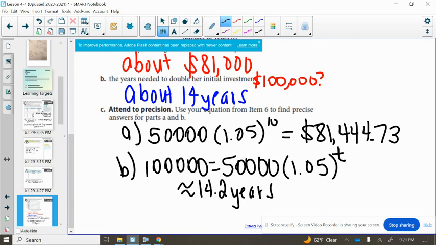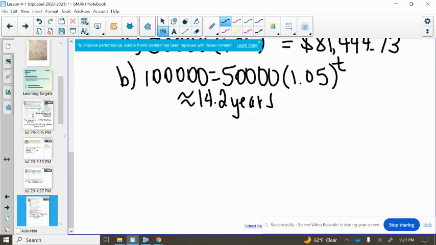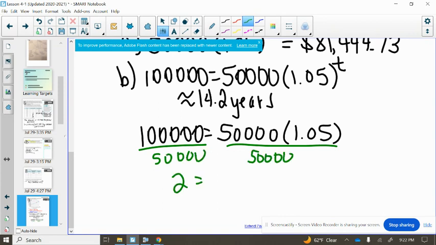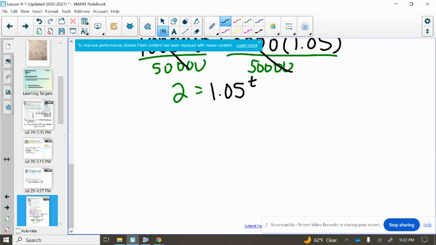Okay, now we also could solve this part algebraically, because if we take this equation and we start to isolate to get t by itself, we would start by dividing both sides by the 50,000. And what we're going to notice is we get 2, oops, I forgot the t here, it's going to equal the 1.05 to the t power. And we're going to talk a little bit more about this in the upcoming lessons.